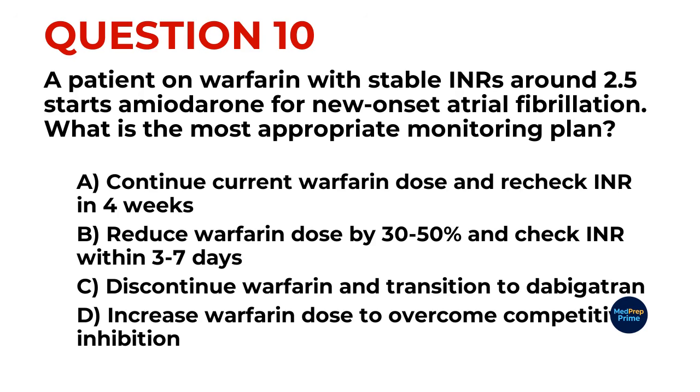A patient on warfarin with stable INRs around 2.5 starts amiodarone for new-onset atrial fibrillation. What is the most appropriate monitoring plan? Option A, continue current warfarin dose and recheck INR in 4 weeks. Option B, reduce warfarin dose by 30 to 50% and check INR within 3 to 7 days. Option C, discontinue warfarin and transition to dabigatran. Option D, increase warfarin dose to overcome competitive inhibition.